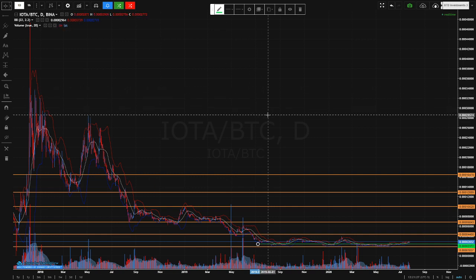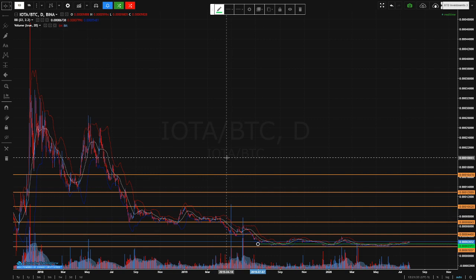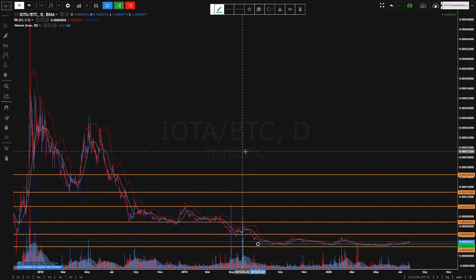This is MIOTA coin. Its code is IOTA. I just had a question from a subscriber asking me to do an analysis.